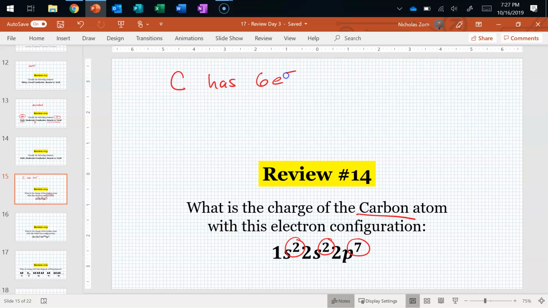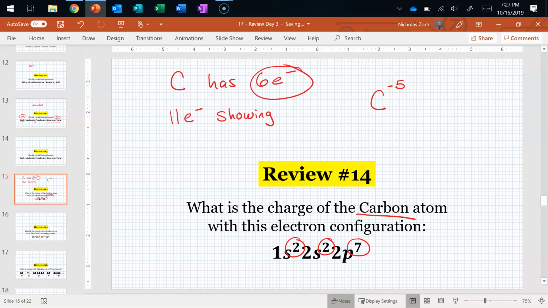So there are 11 electrons showing in the electron configuration. So in this case, there are 5 more electrons than what you normally have with carbon. This would be a -5 charge.